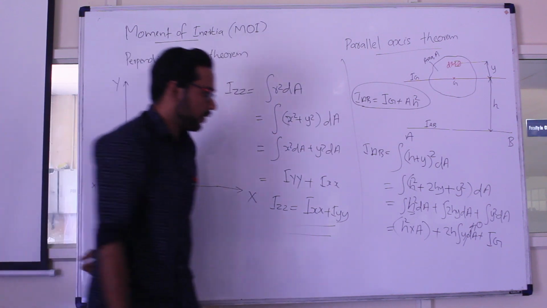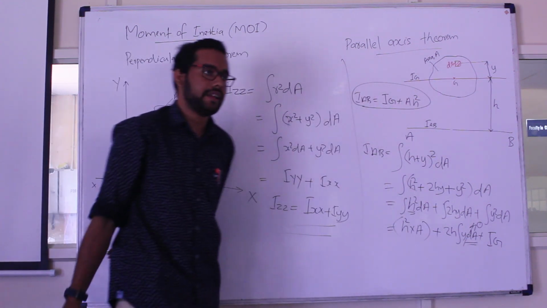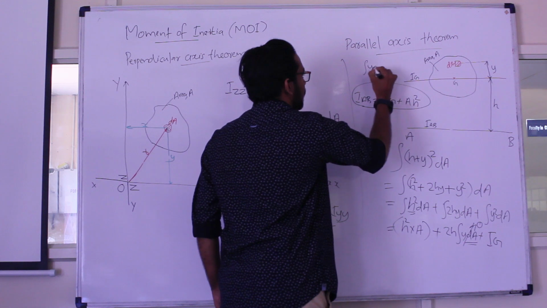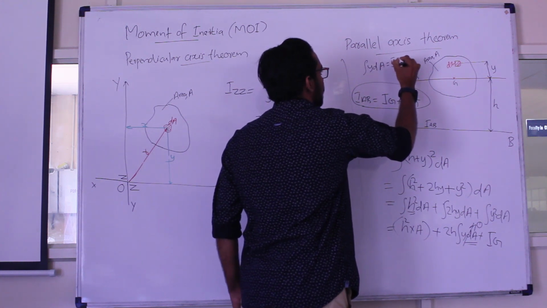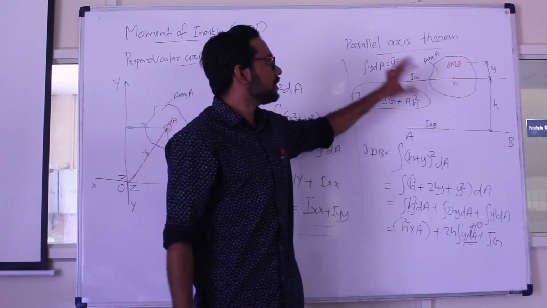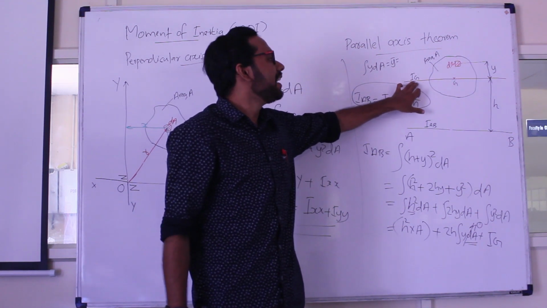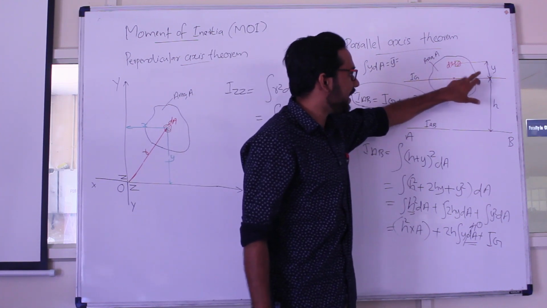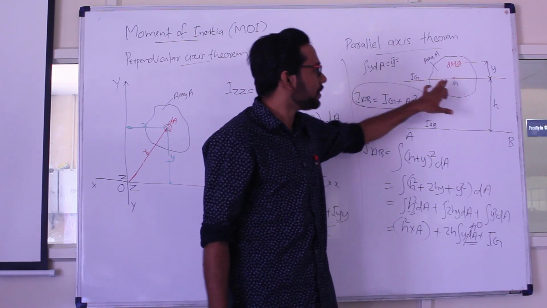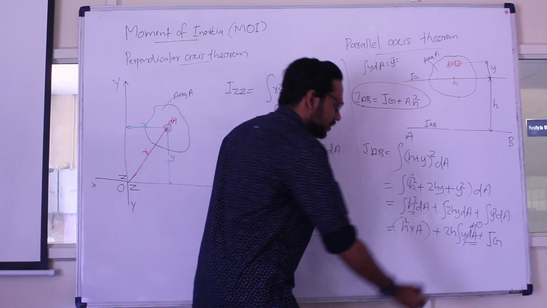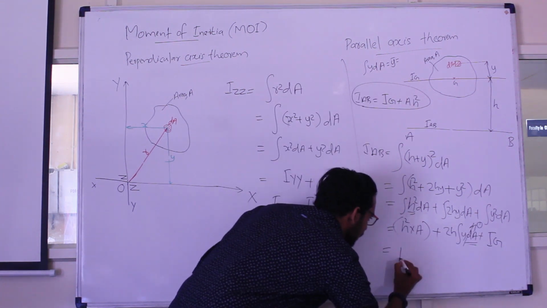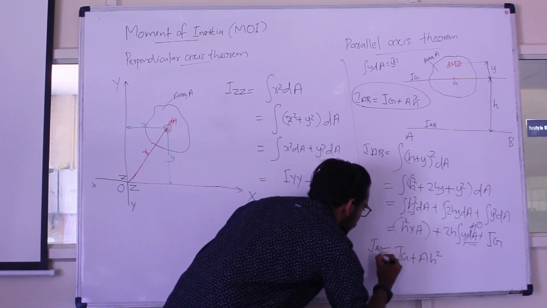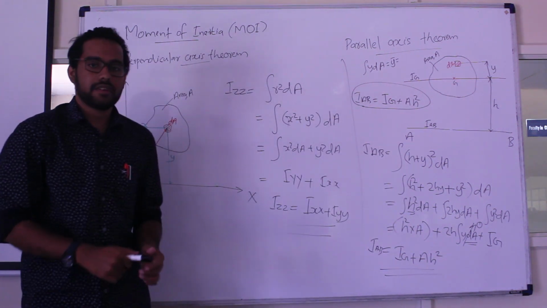Why does this become 0? Because the integral of y dA gives y bar, the distance of the centroid from the centroidal axis. That becomes 0, because y is the distance of the elemental area from the centroidal axis, and y bar from the centroidal axis is 0. So this term becomes 0. Finally we can rewrite the equation: IAB equals IG plus A h square. This is the derivation of the parallel axis theorem.